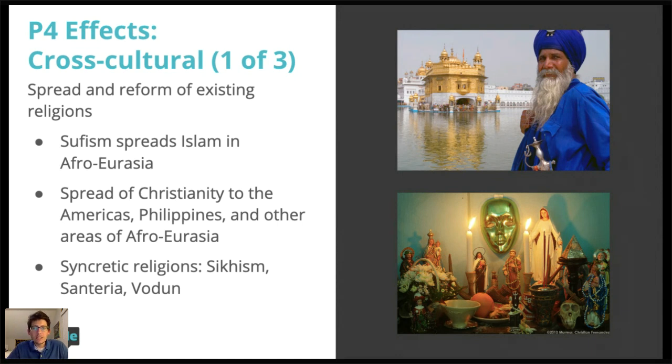And as more of these religions come into contact and people interact with each other along trade routes, we're going to see syncretic religions develop. In India, blends of Hinduism and Islam, known as Sikhism. In the Americas, blends of African religions, native religions, and Christianity, like Santeria and Vodun. They become common in certain regions, especially in the Caribbean.